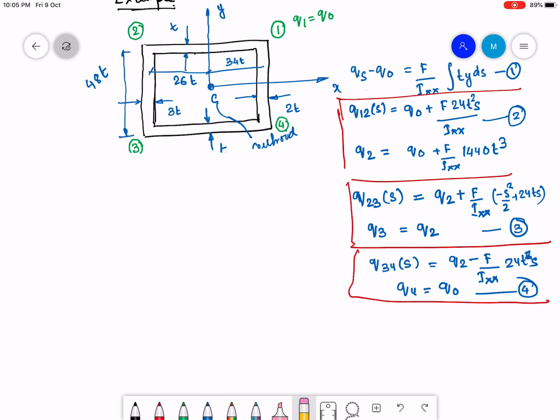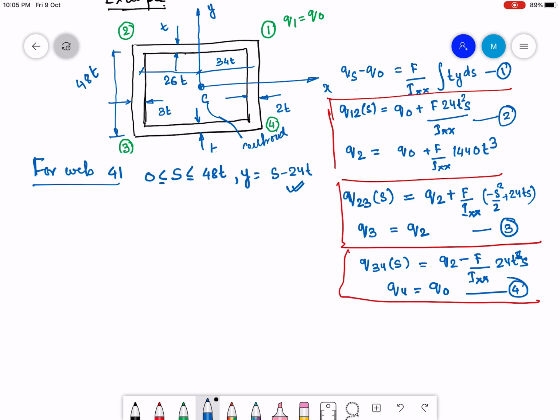Okay, so now I have got Q34, so the last leg is left. So for wave 4-1, S is again between 48t to 0, and y is equal to S minus 24t. Because at S equal to 0, y is minus 24t, and at S equals 48t, y is equal to 24t. So this is correct.